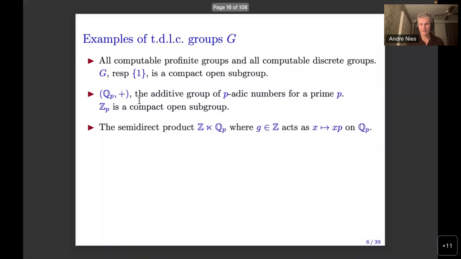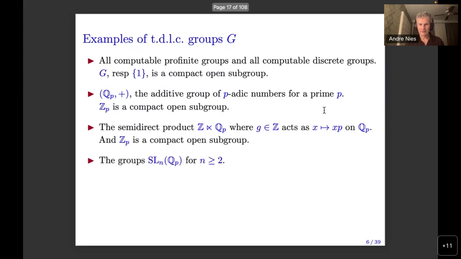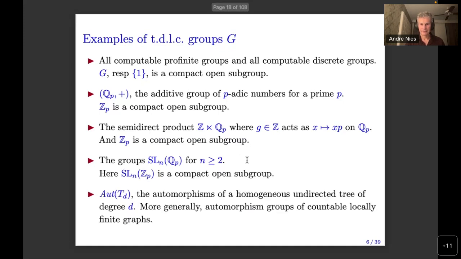Lots of examples. Take a semi-direct product of Q_p by Z, where the generator of Z acts as multiplication by p. So shift along Q_p in some sense. So that is TDLC. And still Z_p is a compact open subgroup. And now you can make algebraic groups over this Q_p, which is a field. So SL_n(Q_p) and all the other stuff will be TDLC, with the obvious compact open subgroup.